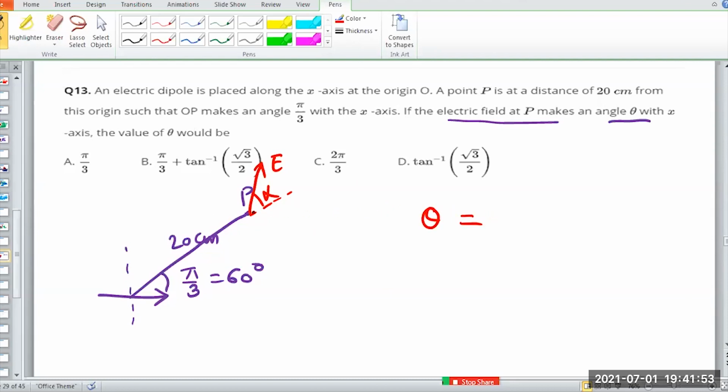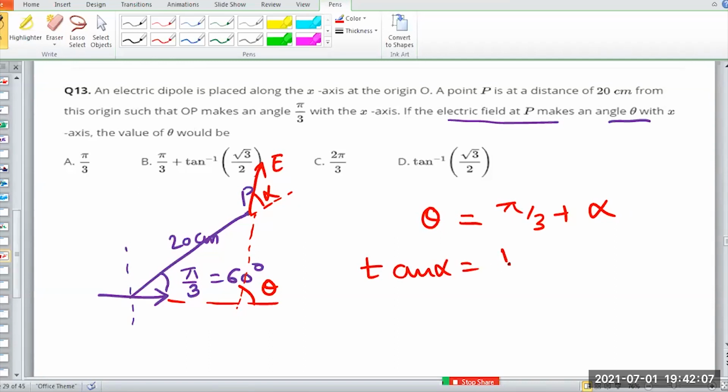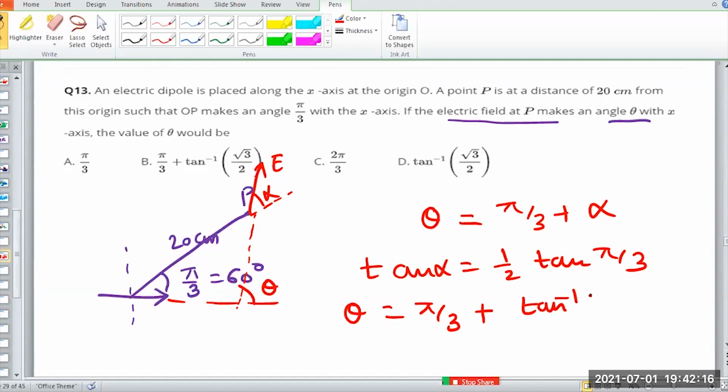Theta is pi by 3 plus alpha. And we know from the given condition, tan alpha is always half of tan pi by 3. So my theta will be what? Pi by 3 plus tan inverse of, what is tan pi by 3? Next.